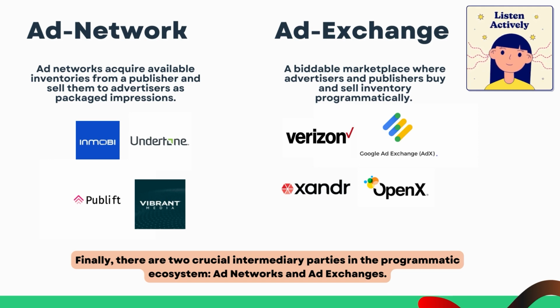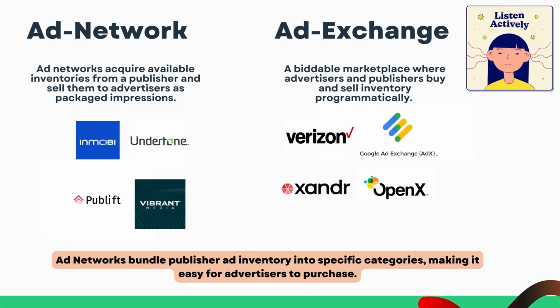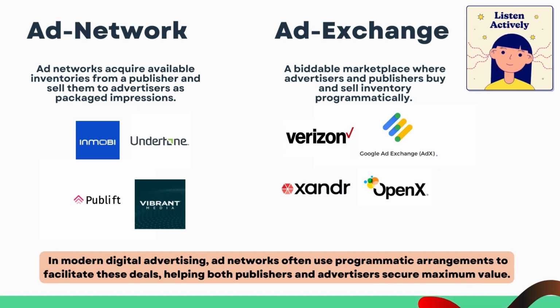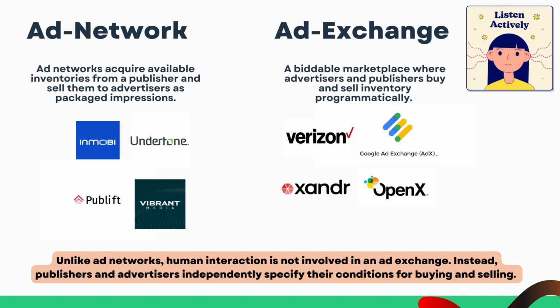Finally, there are two crucial intermediary parties in the programmatic ecosystem: ad networks and ad exchanges. Ad networks bundle publisher ad inventory into specific categories, making it easy for advertisers to purchase. In modern digital advertising, ad networks often use programmatic arrangements to facilitate these deals, helping both publishers and advertisers secure maximum value. On the other hand, ad exchanges function differently, allowing ads to be automatically bought and sold on an impression-by-impression basis through real-time bidding, RTB.